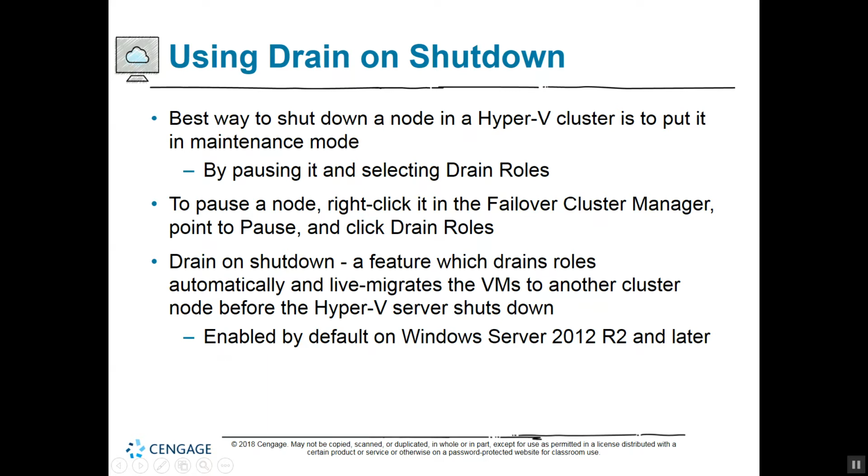Now, you've got drain on shutdown, and the best way to shut down a node in a Hyper-V cluster is to put it in maintenance mode by pausing it and selecting Drain Roles. Now, to pause a node, right-click it in the Failover Cluster Manager, point to Pause, and then click Drain Roles. Drain on shutdown is a feature which drains roles automatically and live migrates the VMs to another cluster node, I should say, before the Hyper-V server shuts down. It's enabled by default on Windows Server 2012 R2 and later.